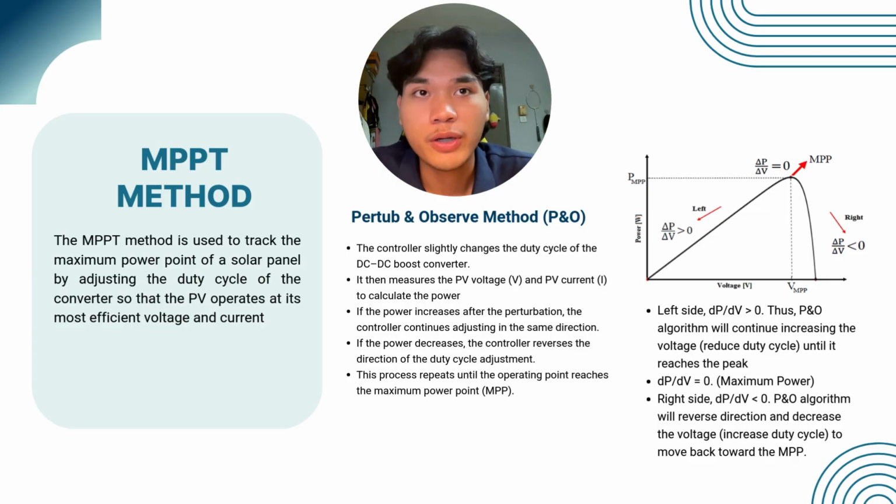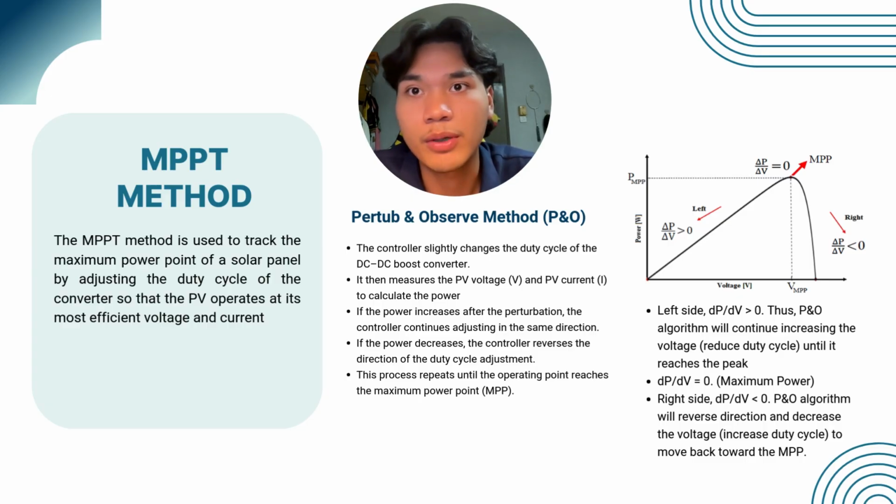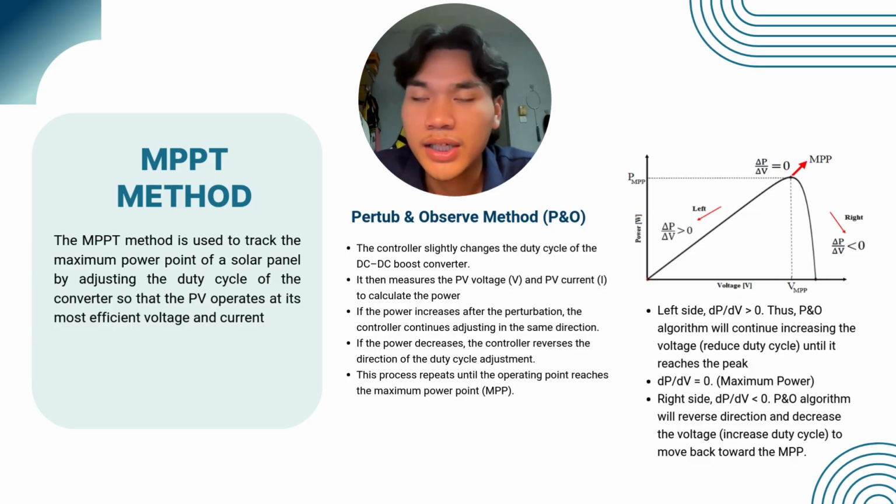The idea of the perturb and observe method is to slightly change, or perturb, the duty cycle of the DC to DC converter and observe how the PV power responds. For example, as you can see in the graph on my right side, if the power is increasing, the P&O algorithm will continue in the same direction, which means reducing the duty cycle until it reaches the maximum power. If the power is decreasing, the P&O algorithm will reverse the direction and decrease the voltage, which is to increase the duty cycle, until it moves back to the MPP. This process will repeat until the operating point reaches the maximum power point.